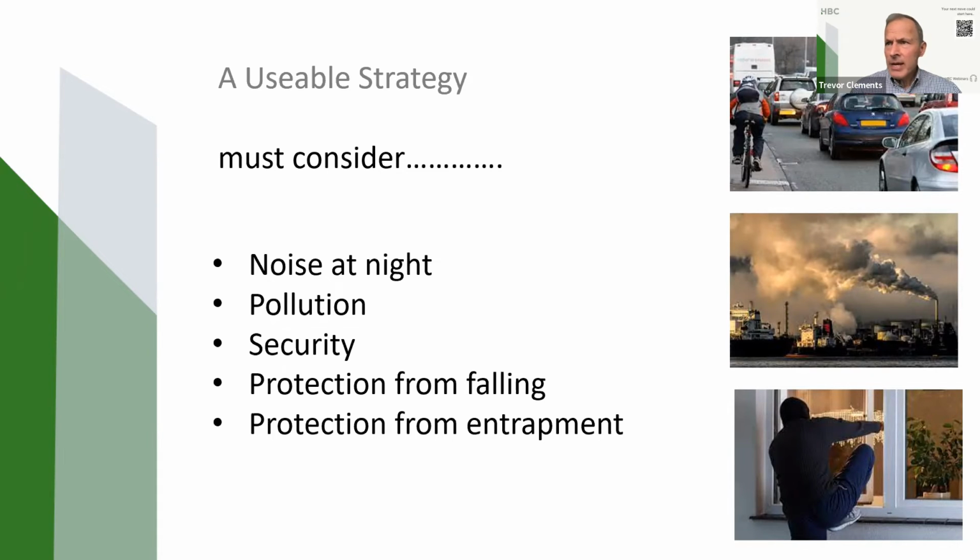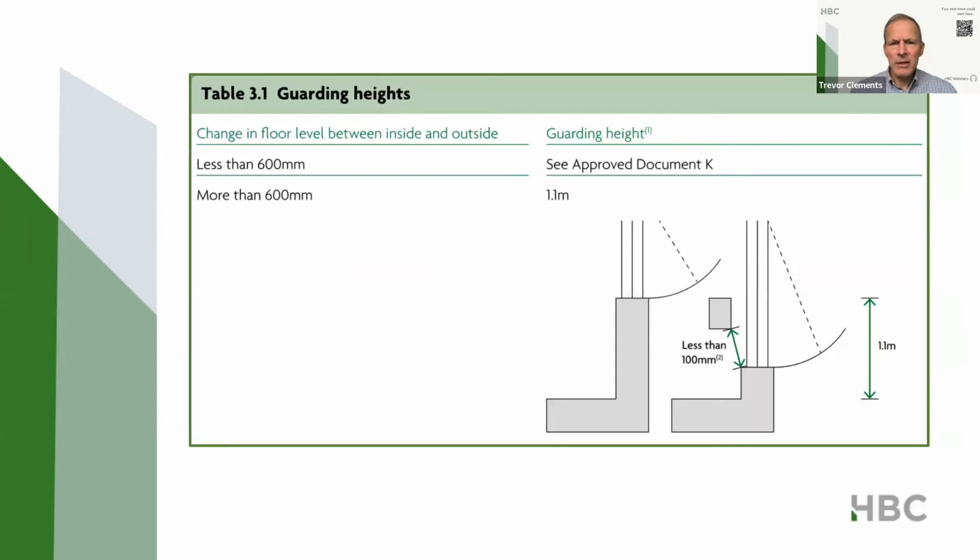And finally, or not finally, penultimately, protection from falling. And we've got some rules, more stringent rules than Part K actually, relating to protection from falling. The reason we're given is that windows for cooling against solar gain may be open for longer periods, so are presenting a higher risk, hence the more onerous requirements, which I will show you on the next slide, I think.